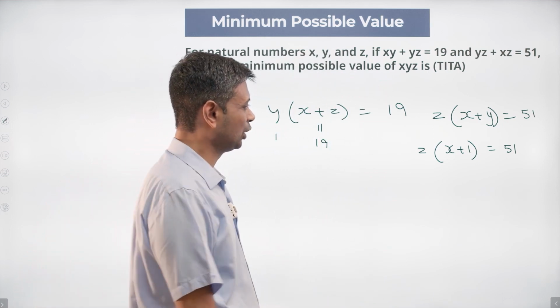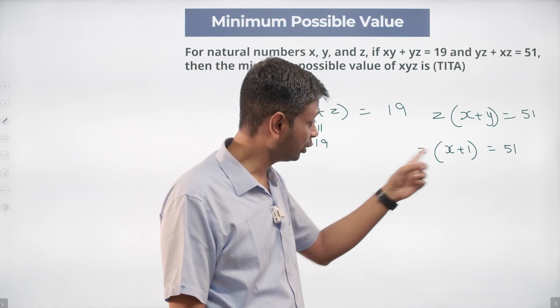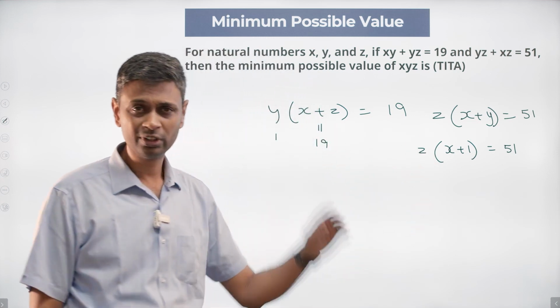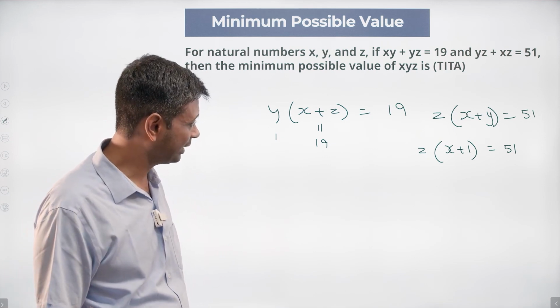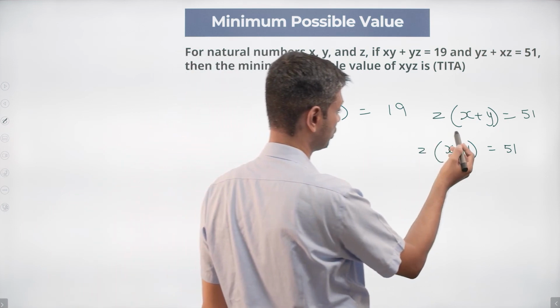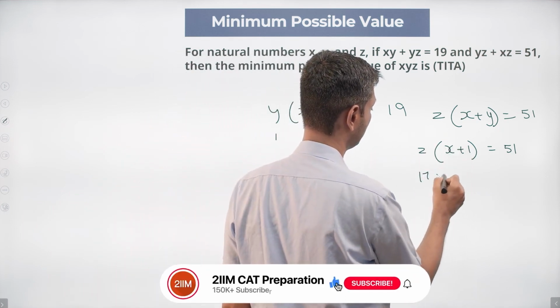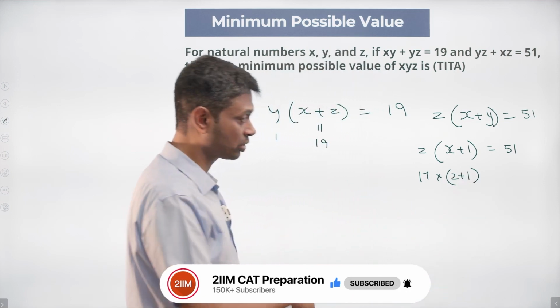This is not 51 into 1, so x cannot be 0. Not 1 into 51, so x is not 50, that we know. 3 into 17, or 17 into 3, x plus z is 19. So x, z into x plus 1. So this could be 17 into 2 plus 1. 17 plus 2 is 19, that works.